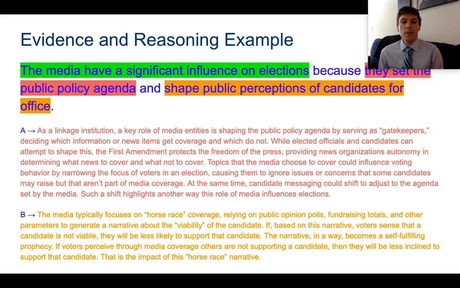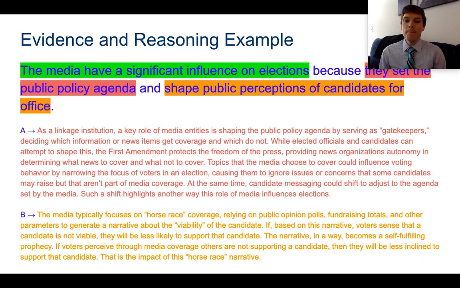The media typically focuses on horse race coverage, relying on public opinion polls, fundraising totals, and other parameters to generate a narrative about the viability of a candidate. Straight up content evidence. If, based on this narrative, voters sense that a candidate is not viable, they will be less likely to support that candidate. Okay? That's why this evidence from content is relevant to the current discussion. Now I need to tell why it's relevant to how does it support, how does it defend my claim?